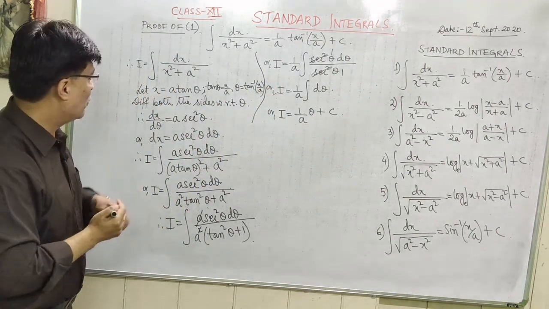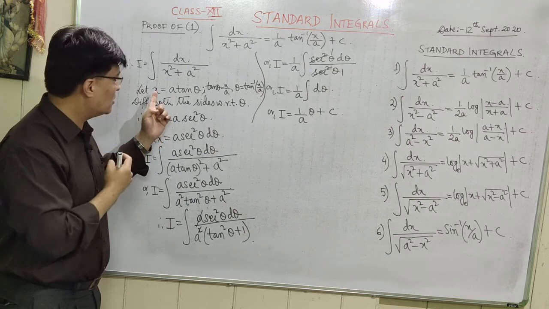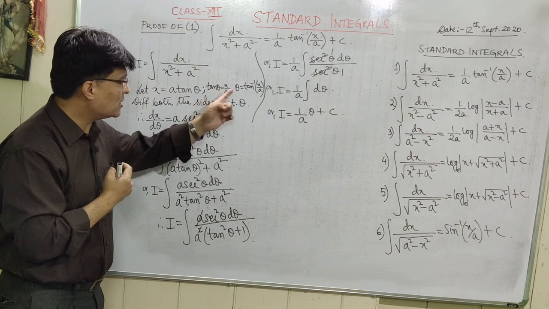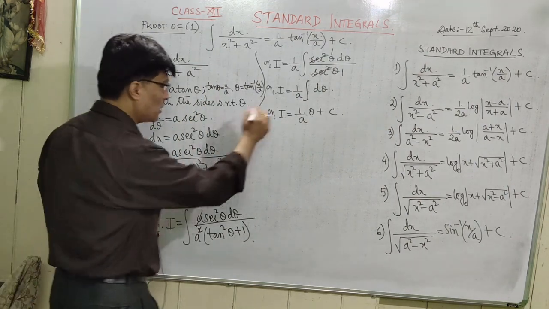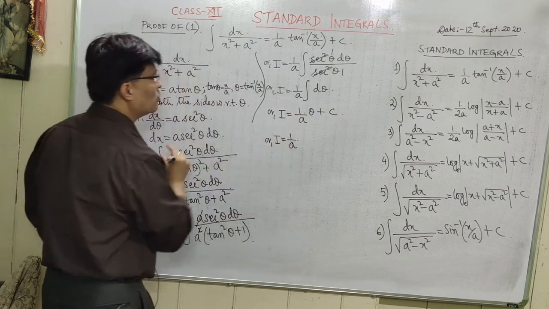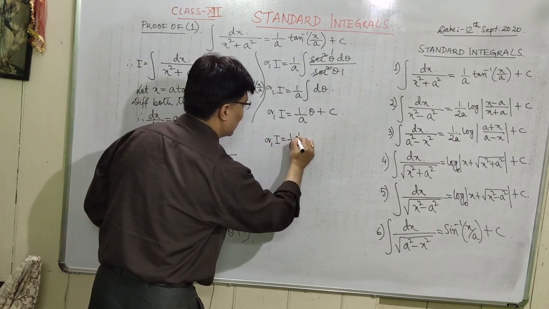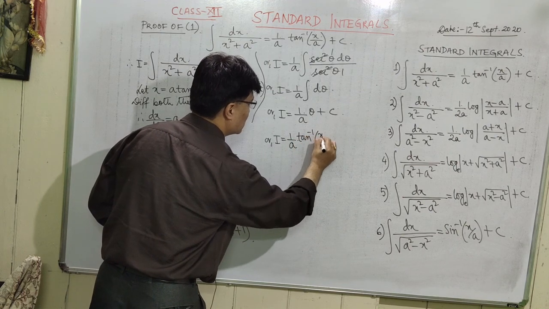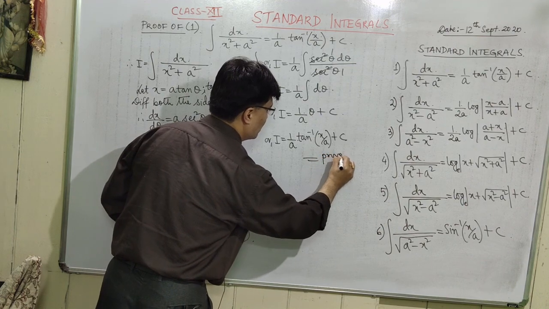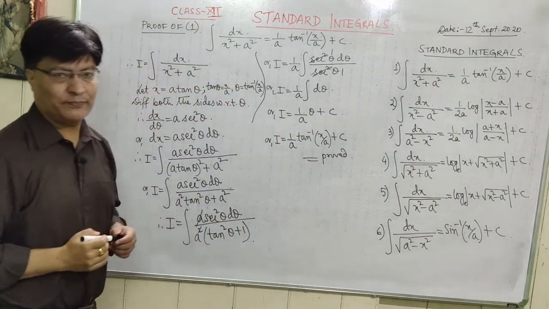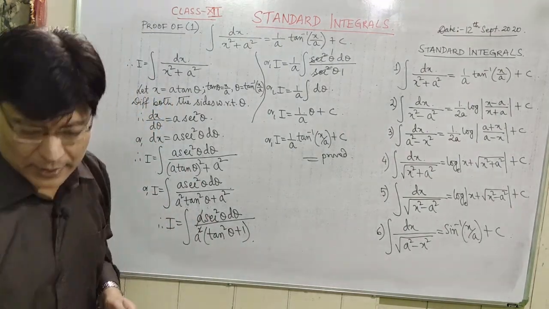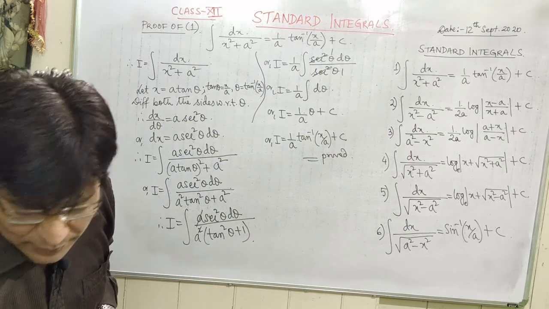So we have put here x is equal to a tan theta. So tan theta is equal to x upon a. Theta is equal to tan inverse x by a. So let us put it out here. So I is equal to 1 upon a into, what is the value for theta? It is tan inverse x upon a, then plus c. So we have proved number 1. So I think you have understood it. So you can copy it. Now we will prove another one, another formula.